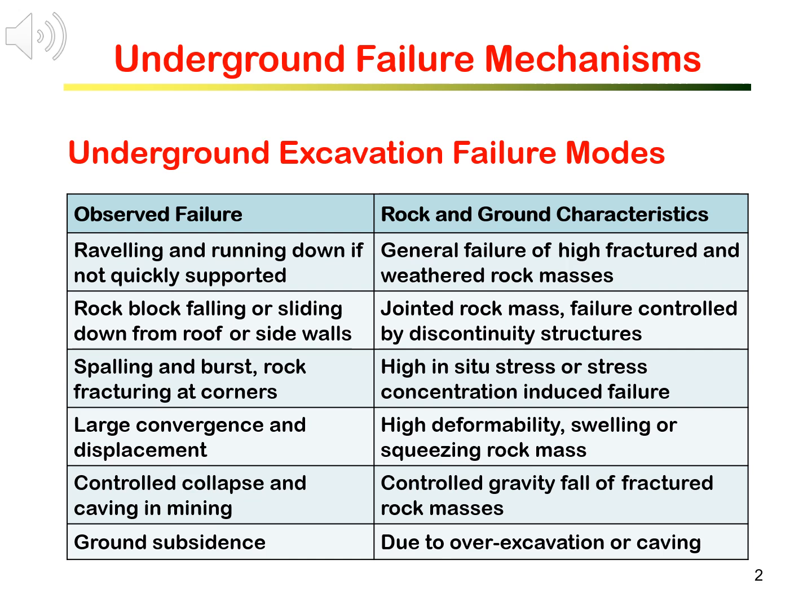For tunnels and caverns excavation, the common failure types are: 1. General failure in the form of raveling and the running down of the unsupported, highly fractured or highly weathered ground. 2. Block and wedge failure or sliding down from roof or side walls, along joints and the fractures in the rock masses.